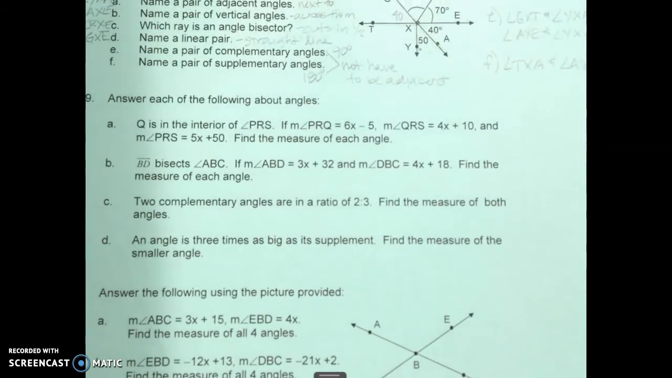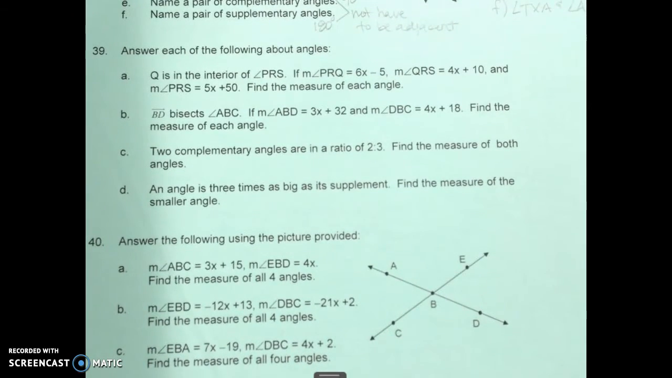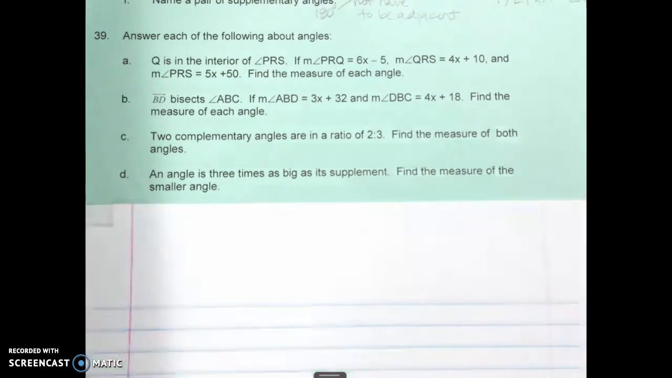Oh, okay. Moving on to number 39. You might need some separate paper for this part. I'm actually going to use some separate paper, so I will BRB.